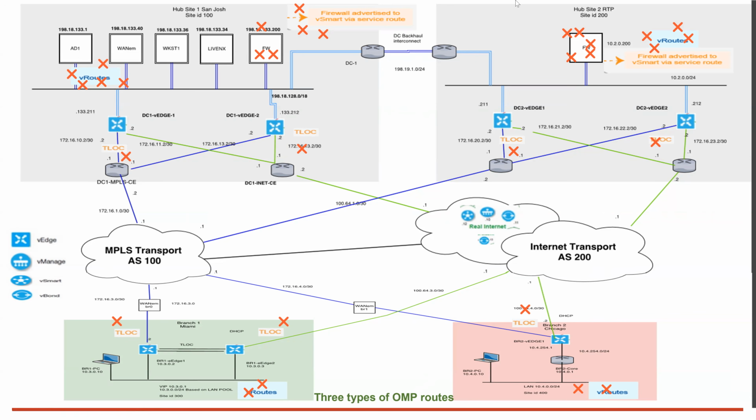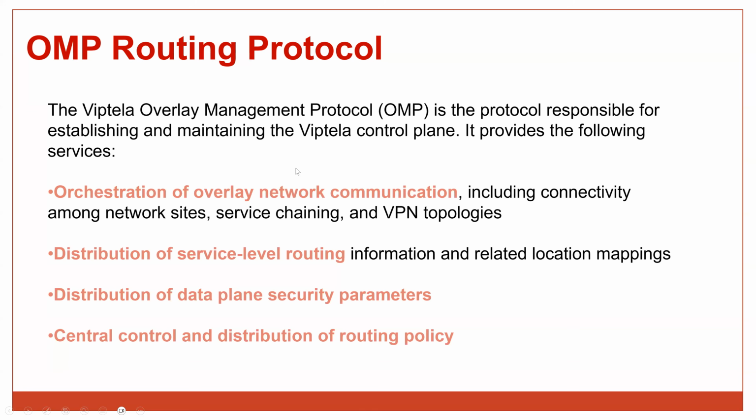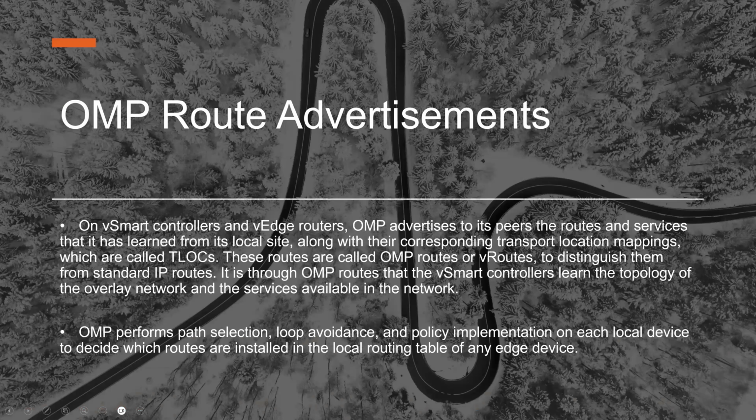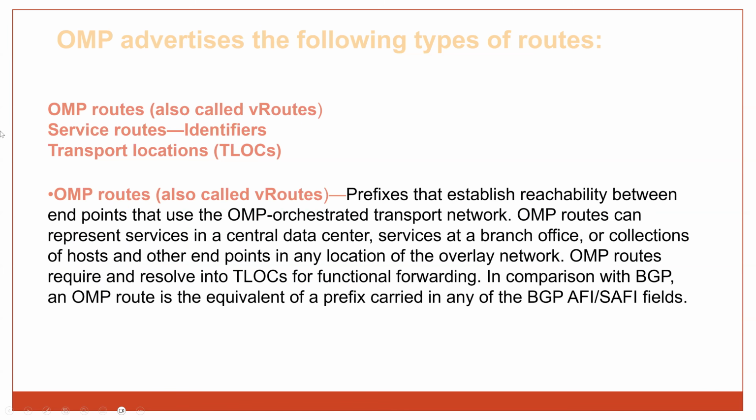Okay. And again, these things you will understand slowly. It will not come within one day, one session. You will configure it, work on it, and you will understand. So you can see OMP routes, you can see service routes, which are nothing but the location of the firewall, and you can see these transport routes. They are three different parts of OMP routes.